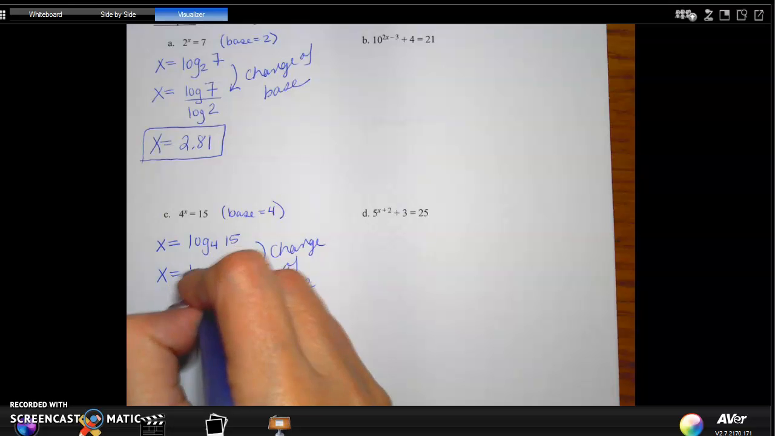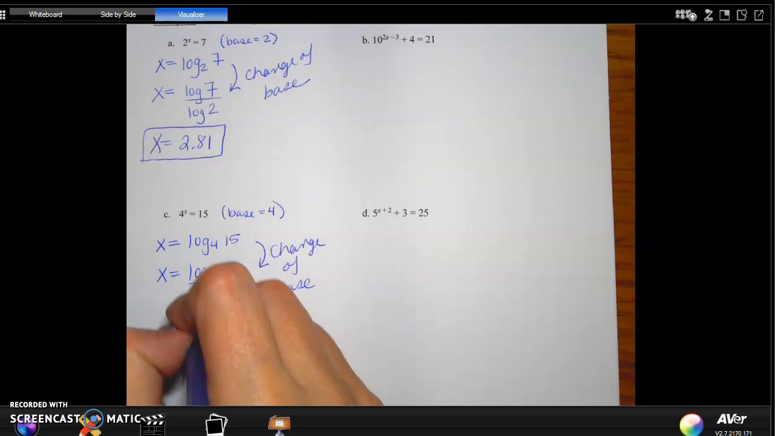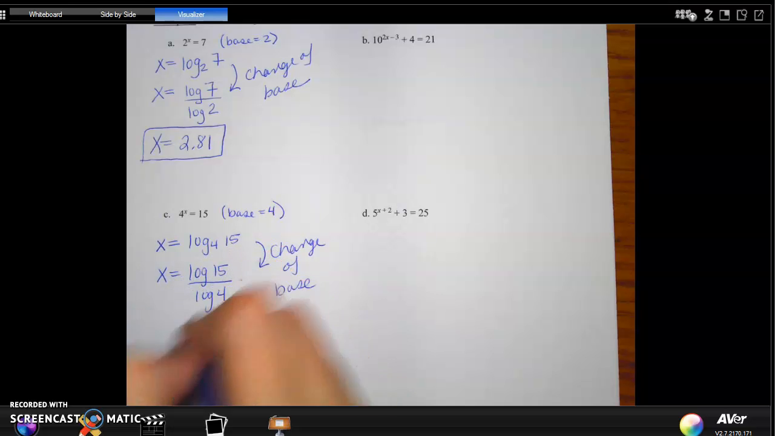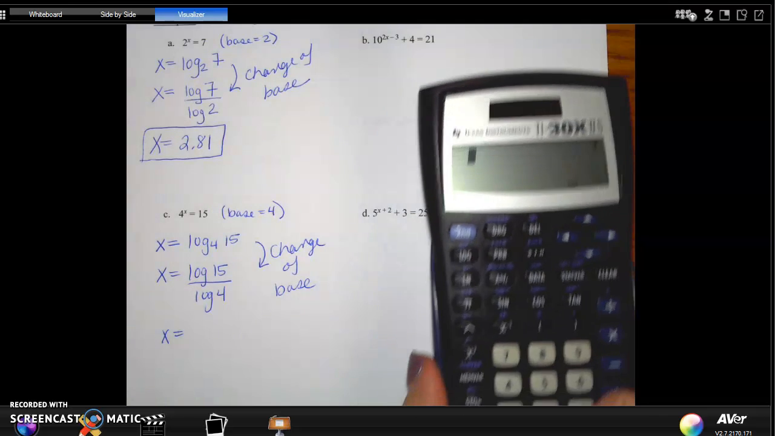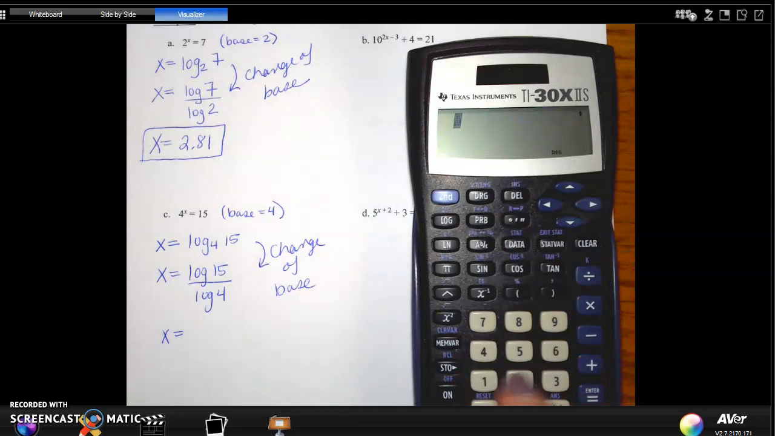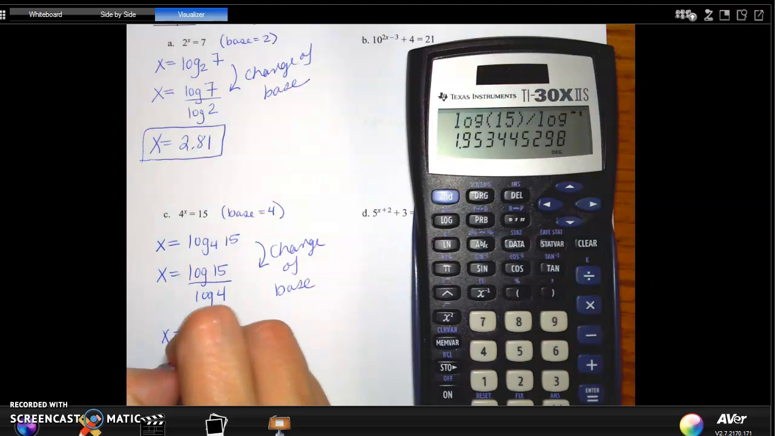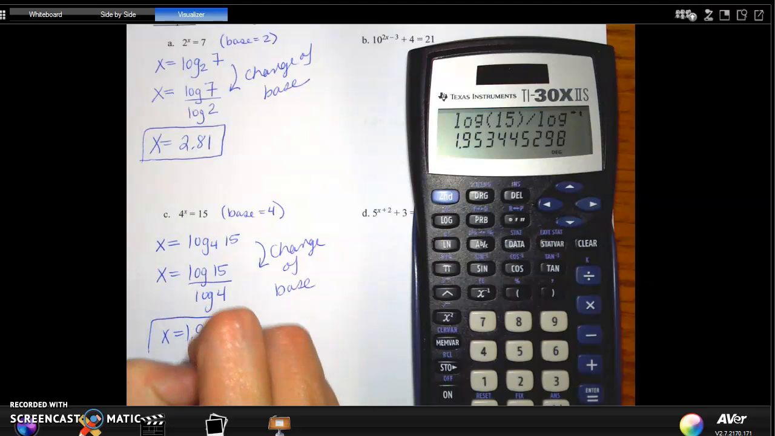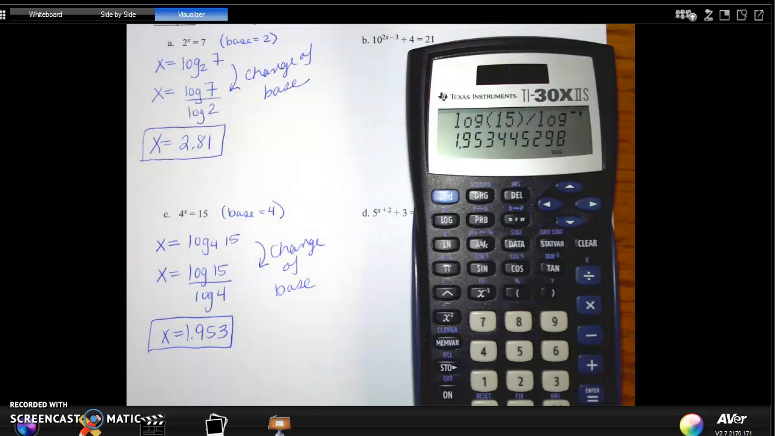And it's going to be log of 15 over log of 4. So again, if you have the small blue calculator, you're going to hit your log button, put a 15 in there, close your parenthesis, divided by log button 4, close your parenthesis. And your answer is 1.953.